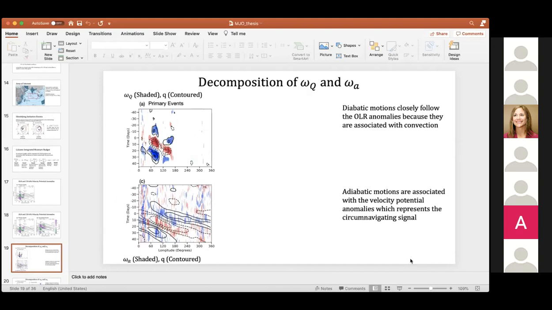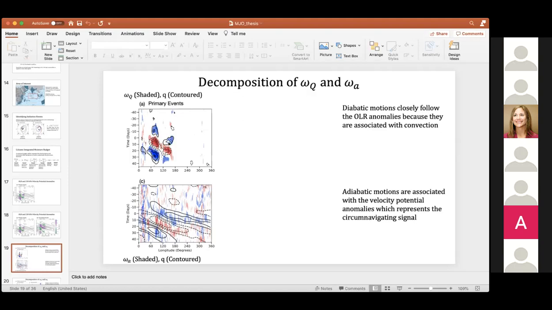So we can also look at initiation through the decomposition of omega Q and omega A. So first, we're looking at the primary events. On top, you can see in shading is omega Q, and the omega Q and omega A are going to be column averages and not integrals. And this is contoured with OLR.